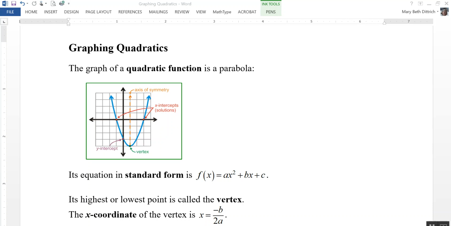The x-coordinate of the vertex is the opposite of b divided by 2 times a. To find the y-coordinate of the vertex, we want to take our x value, plug it into the function, and that's going to give me y, or f of x. You'll notice that the graph of a quadratic function has what's called an axis of symmetry. This is a vertical line that goes through the vertex about which the parabola is symmetric.